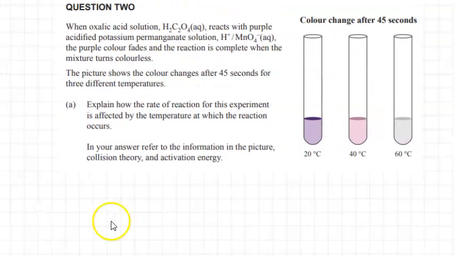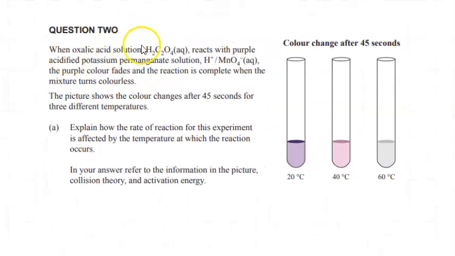So let's look at a past exam question. When oxalic acid solution reacts with purple acidified potassium permanganate, the purple colour fades and the reaction is complete when the mixture turns colourless. The picture shows the colour change after 45 seconds for 3 different temperatures. Explain how the rate of reaction for this experiment is affected by the temperature at which the reaction occurs. In your answer, refer to the information in the picture, collision theory and activation energy.